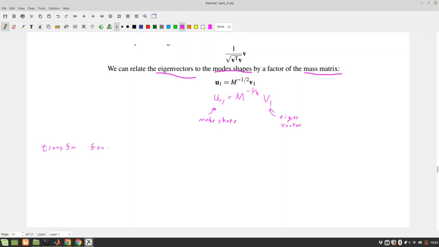Transfer function method for 2 degree of freedom systems.